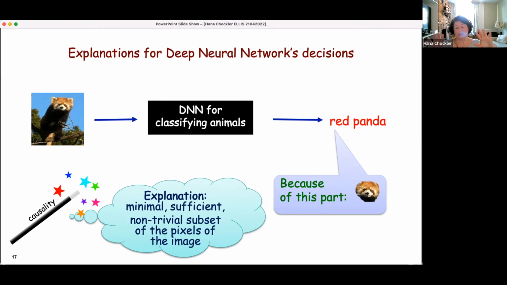It's like we take and cover the rest of the image with cardboard, with a neutral color. We're leaving only this part, and it's still sufficient for it to be a panda. It is a minimal such subset, so if we cover a little bit more of it, it will no longer be a panda. And non-trivial, because obviously if it's the whole image, then it's not a good explanation. If we cannot cover anything, then giving the whole image as an explanation is not very useful. This roughly follows the approach of Halpern and Pearl to the definition of explanations in causal models.